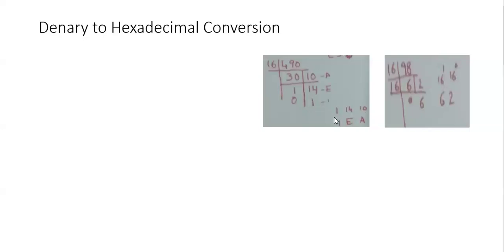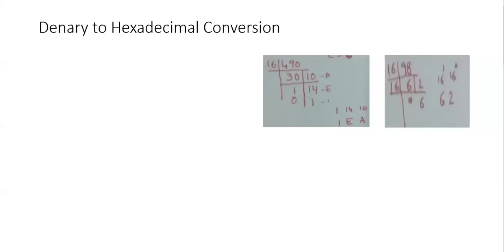Now we go back to our table of hexadecimals. So 1 in the hexadecimal table is always 1. The 14 in hexadecimal is E, and the 10 in hexadecimal value is A. So the number 490 is equal to 1EA in hexadecimal.